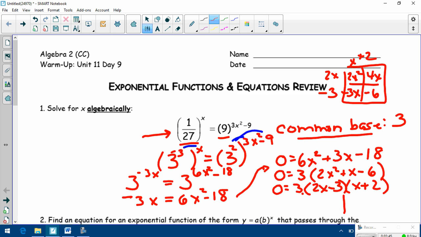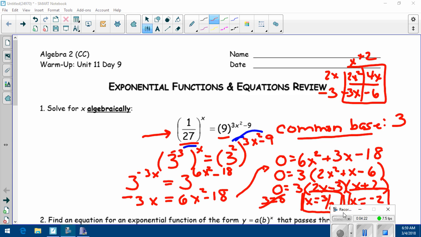Draw your walls. 3 equals 0 is nonsense. This is going to give me in the end x equals 3 halves, and this is going to give me x equals negative 2. Now remember, there's never any rejecting with exponential equations. The domain of exponentials is all real numbers, so there's no potential domain issues, so you don't have to worry about checking or rejecting. You can always do y1, y2 calc intersect, but you don't have to. Alright, so that's number one. Any questions so far? Good.